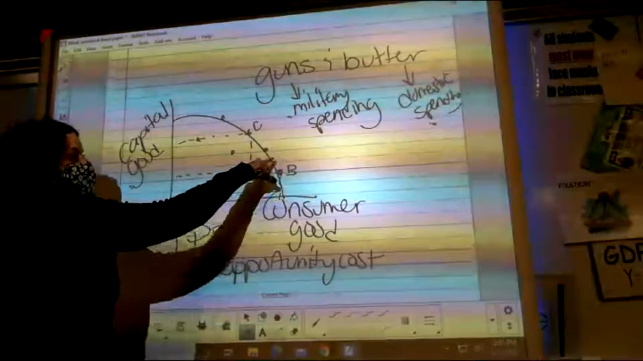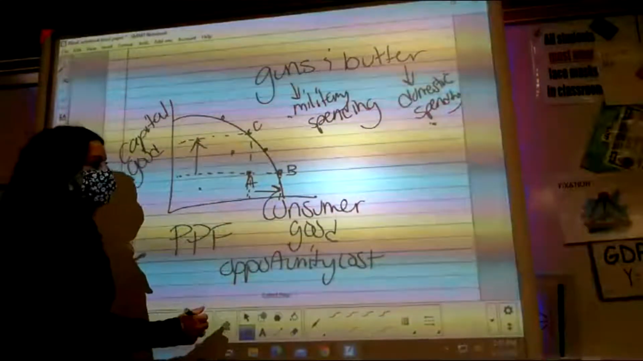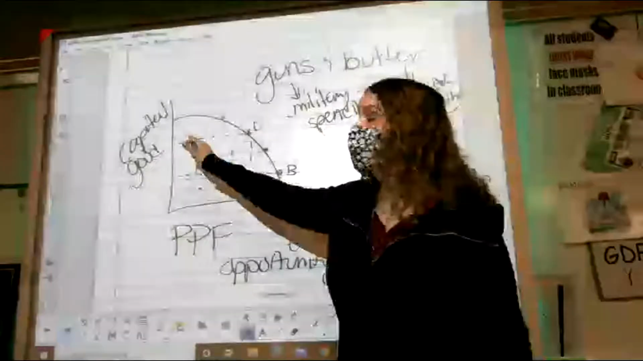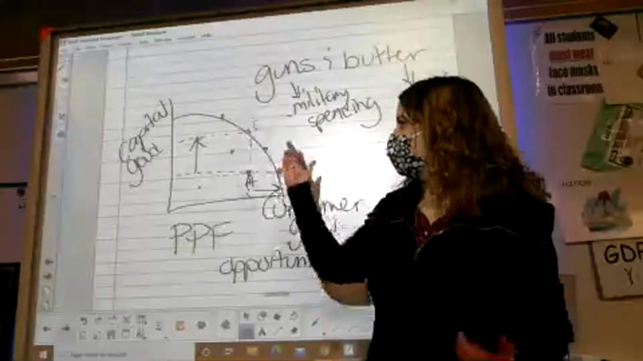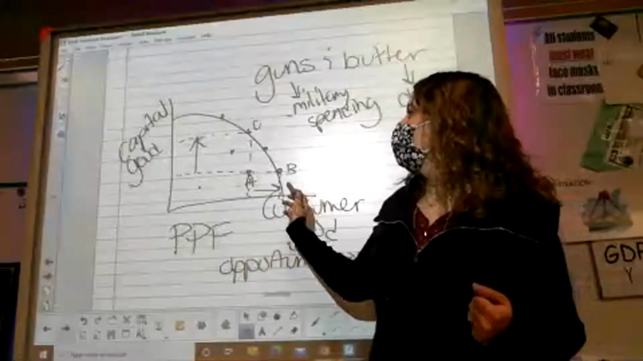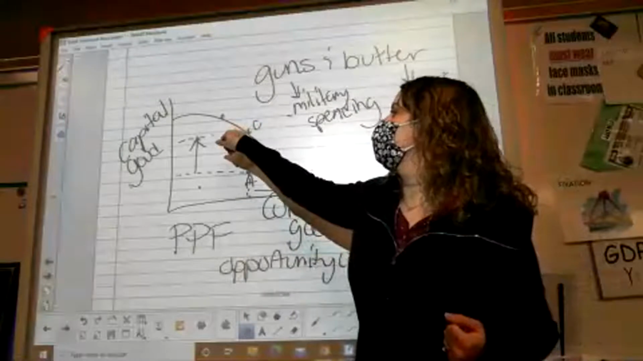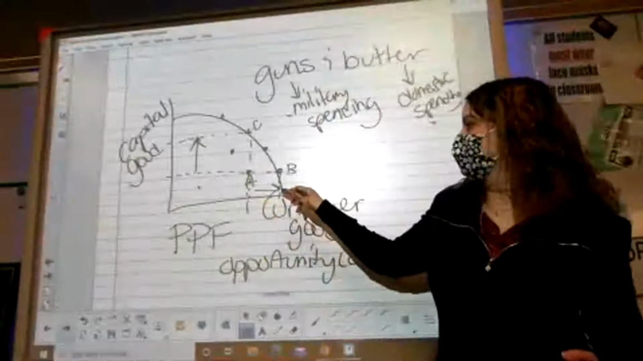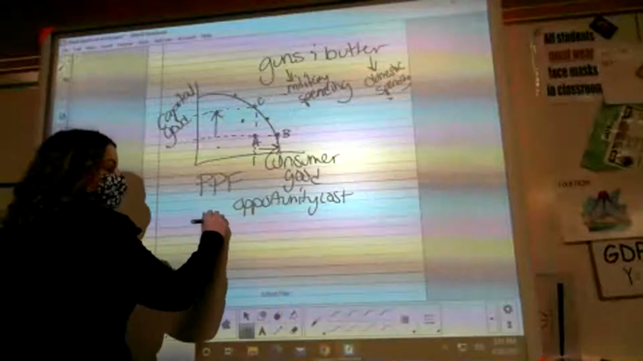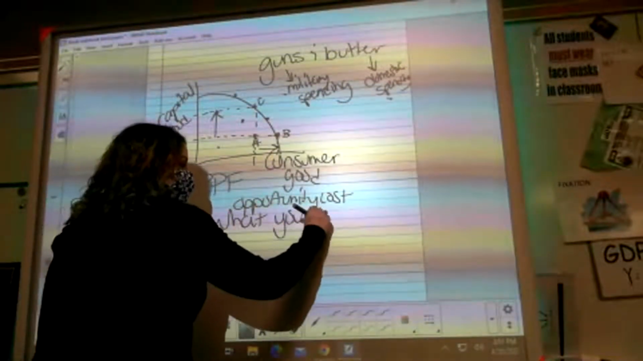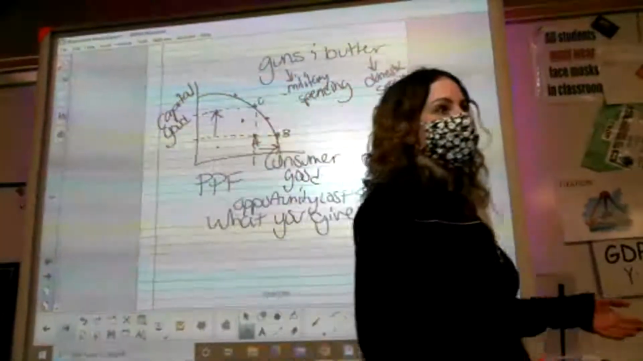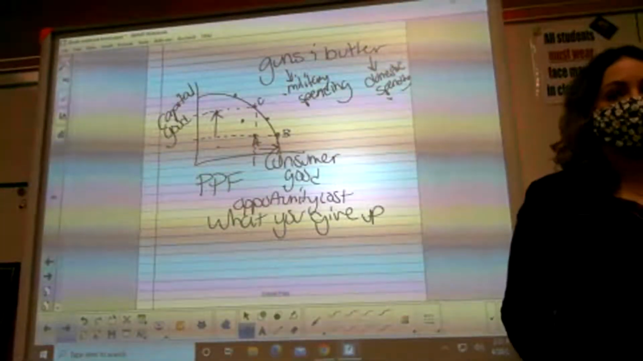Going from B to C, what do you gain and what do you lose? You gain capital and you lose consumer. And so just being able to read the graph and knowing that these points correspond with some level of production of capital goods and some level of production of consumer goods, and being able to tell the difference. So remember, opportunity cost is what you give up to do something else. It's not where you are. It's the difference. It's what you've lost.